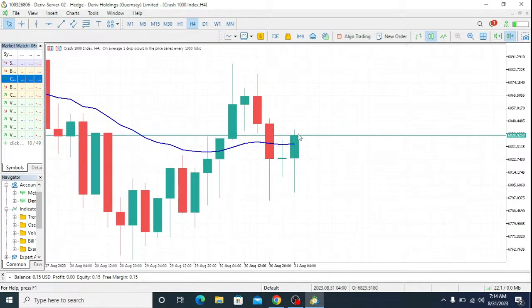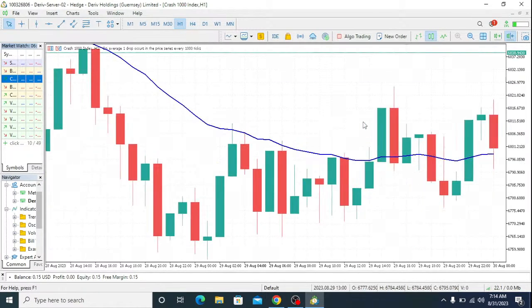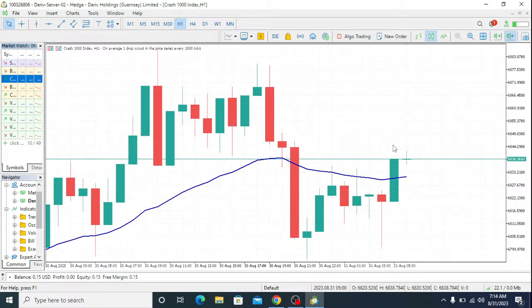Crash 1000 from the 1 hour time frame. They want to do a consolidation, but in this journey of consolidation, we'll have an advantage here. What is the advantage of today? The advantage is that it will be going up, it will be going down.